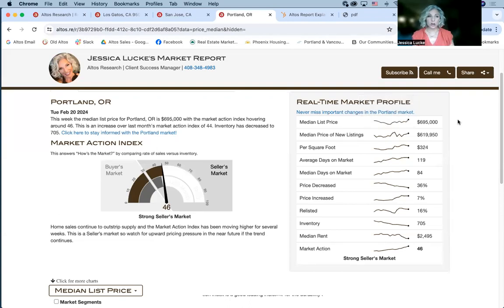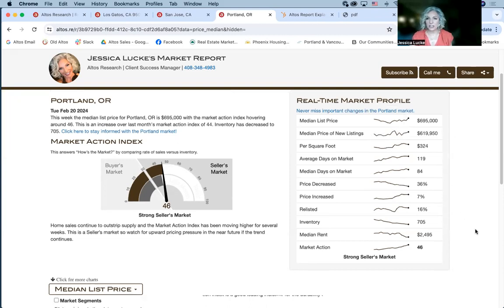Okay? It's hard to know where you're going if you don't know where you've been. So this is really helpful to be able to gauge where you've been and where you're headed. And so understand that this is very interactive. And as we go through these statistics here, median list price is directly related to the 705, right? Great. Well, then what is the median price of new listings?